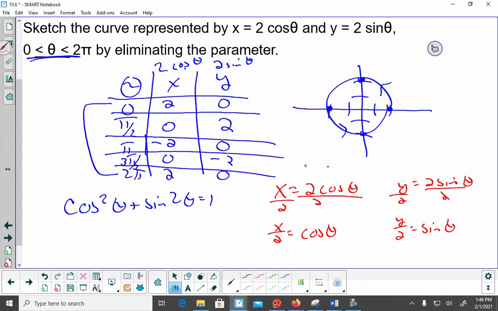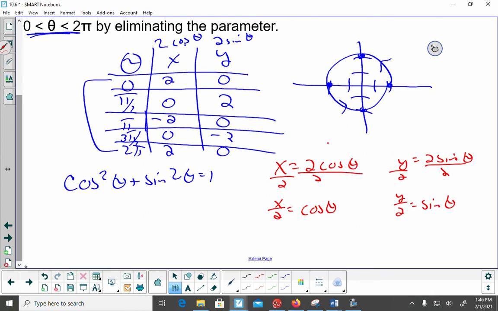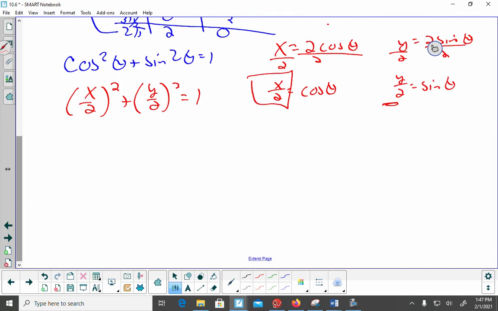So to eliminate the parameter, I'm going to say cosine squared theta. Well, cosine theta is equal to this. So I'm going to say x over 2 squared plus y over 2 squared is equal to 1. So I am going to have x squared over 4 plus y squared over 4 is equal to 1. So I have two variables that are squared. I'm adding. I have the same number down here. That tells me when I'm adding, I know it's some type of ellipse, but since those numbers are the same, I know it's a circle.